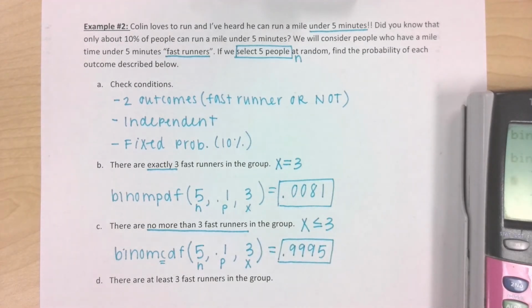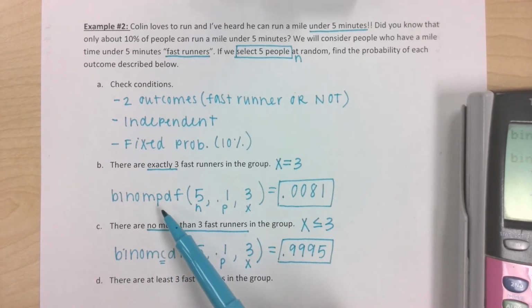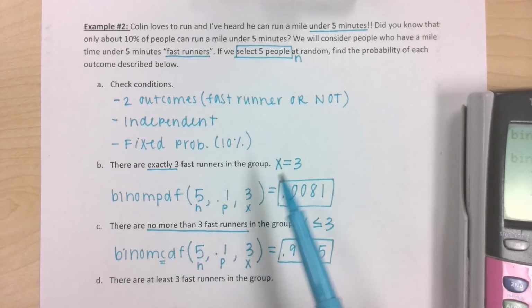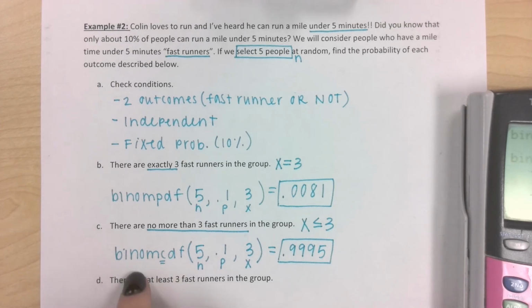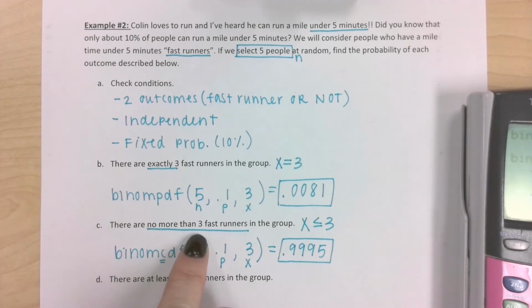Right, now a lot of times students ask me, why are they so different? The only difference was PDF versus CDF. With the PDF, we found the chances that exactly it was 3. It was extremely specific. We were looking for 3 runners exactly, no more, no less. In part C, we're looking for something that's much more broad. We're looking for no more than 3 runners.